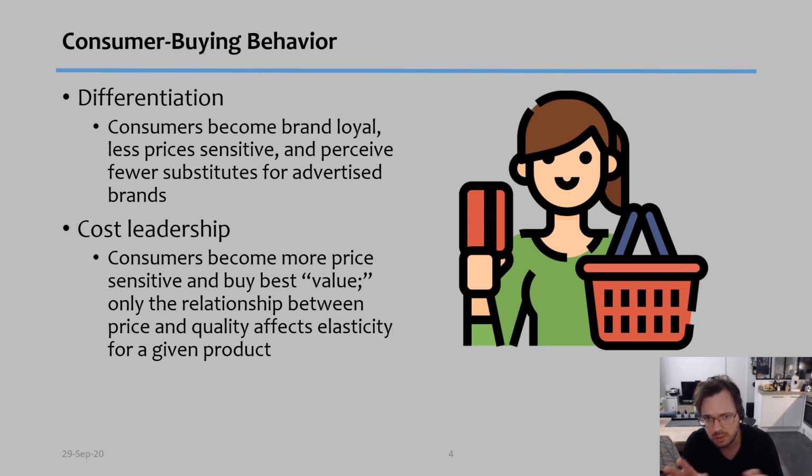But on cost leadership, the situation is very different. Consumers become much more price sensitive and they try to buy the best value. In other words, for the money that they spend, they want to get the best value possible. Only the relationship between price and quality will affect the elasticity of that product, meaning how much demand there is, or how much the consumers want to buy of that product. It is much more focused on the price and the attributes of the product, while differentiation is much more focused on the brand and on the benefits that the product can give.